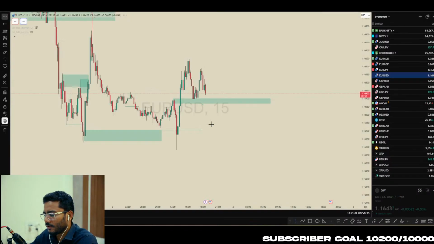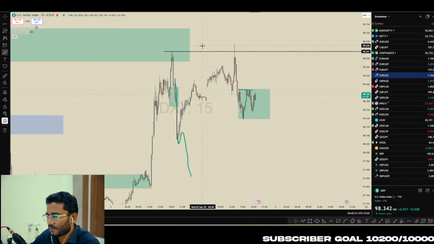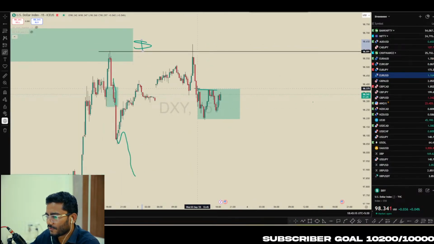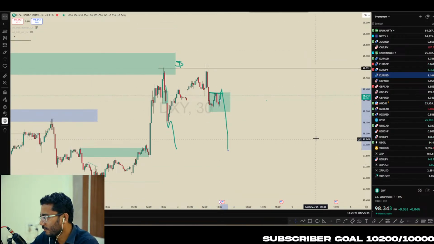Because that's what DXY is showing us. On DXY, after this liquidity sweep, price has created equal highs. So this can be swept out and then it should continue. Let's say if price continues upside, then probably my analysis will have failed.